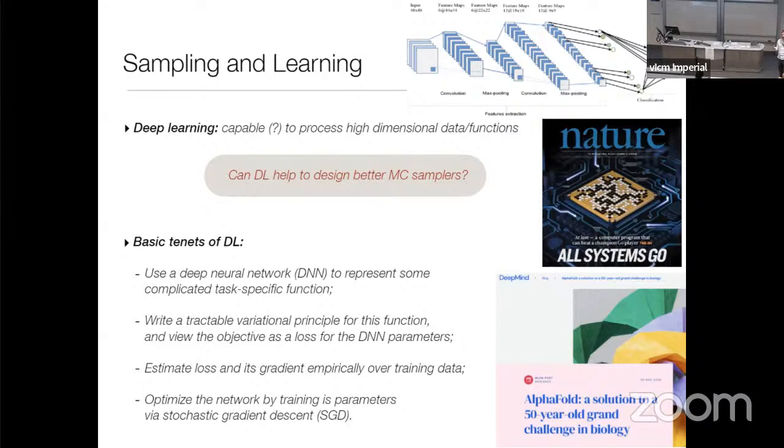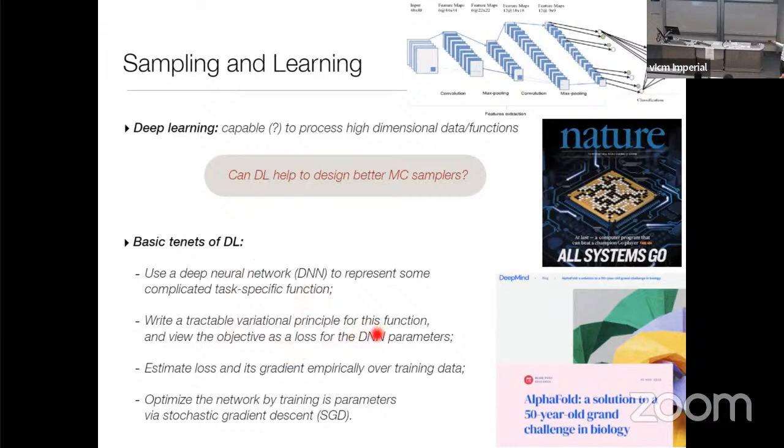In principle, the basic tenets of deep learning make them really well suited to do Monte Carlo sampling. Because what do you do when you try to train a neural network? Well, essentially, you use the neural network to represent a complicated task-specific function, for example, the input-output in the game of Go, or what will be the protein that you need to fold. Here we're going to use it essentially to construct Bayesian functions that we're going to use in the context of Monte Carlo. In order to train the network, you need to have a variational principle.